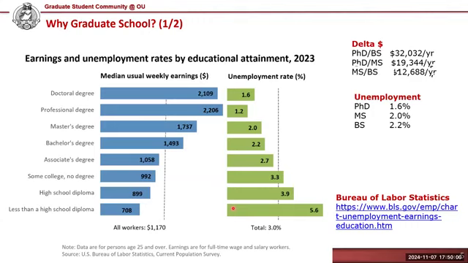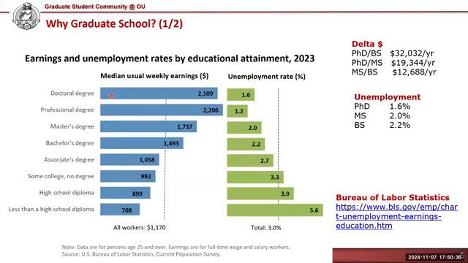So the first thing I want to do is to share with you why graduate school. And this is more important for the US-based students than it is for students who come from around the world. What I've done here is I've gone to the Bureau of Labor Statistics and pulled out this graph. It deals with earnings and unemployment rates by education attainment based on 2023 figures. Here is median usual weekly earnings, and this column is unemployment rates.